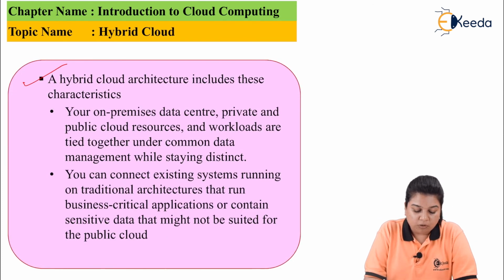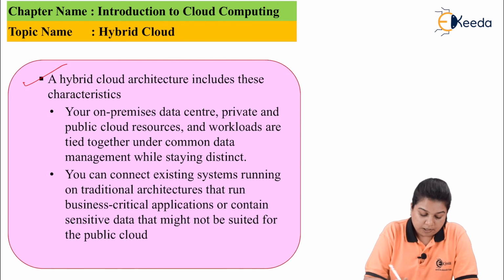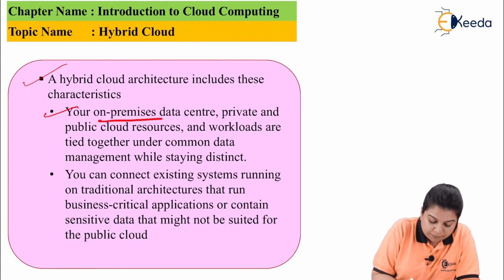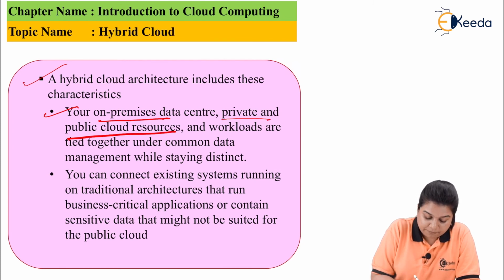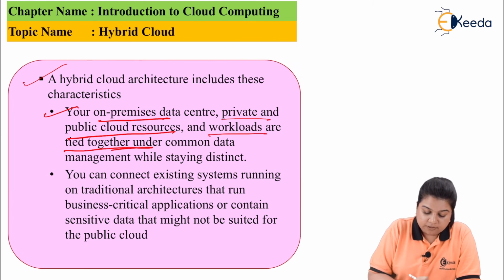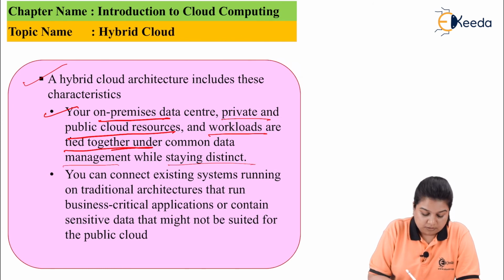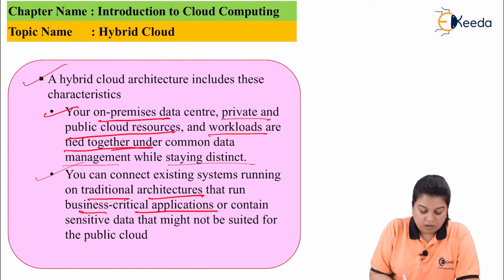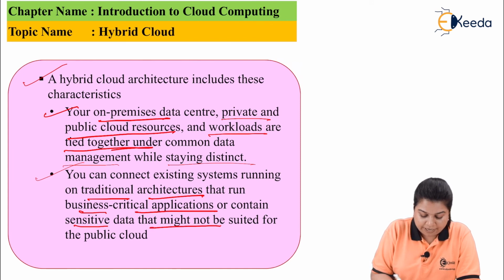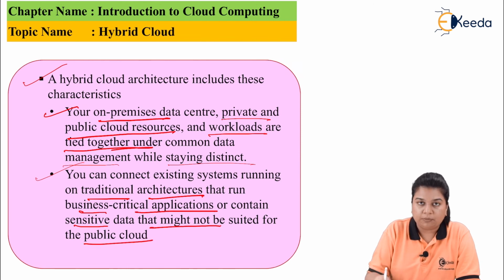Hybrid cloud architecture also includes these characteristics. First one is on your premises or your on-premises data center, private and public cloud resources and workloads are tied together under common data management while staying distinct. You can connect existing systems running traditional architectures that run business critical applications or contain sensitive data that might not be suited for the public cloud.